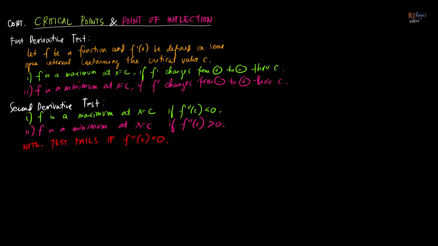So if we get f double prime of c equal to 0, where c is a critical number, then we cannot conclude whether the function is a maximum or a minimum at x equals c. So we have to go back to the first derivative test. That's why it's important that you know both the first derivative test and the second derivative test, because the second derivative test is easier but it doesn't always work. So we'll answer the same example, but this time using the second derivative test if it can work.